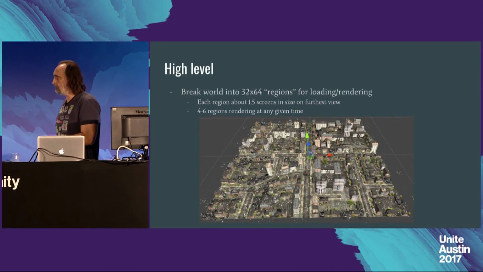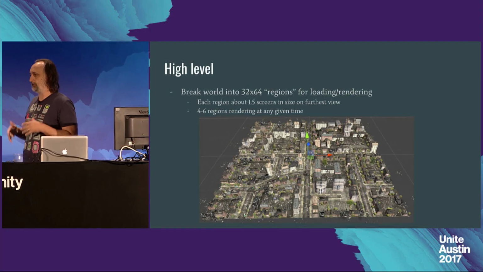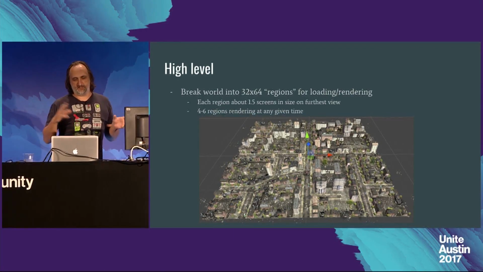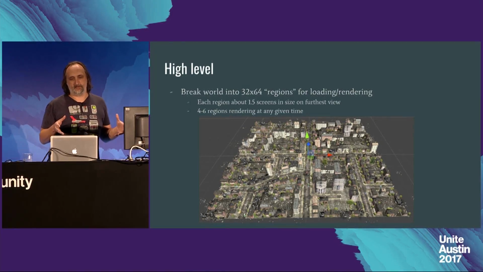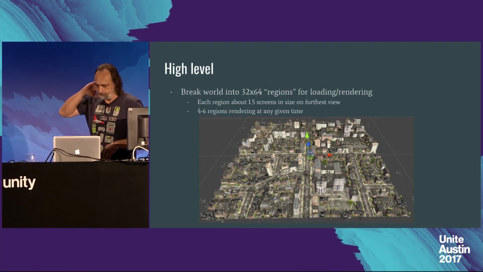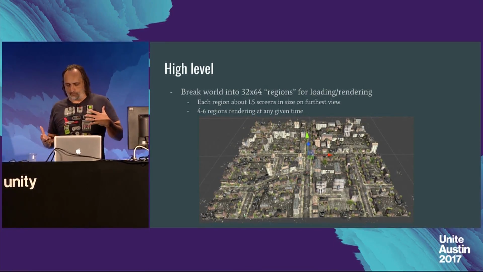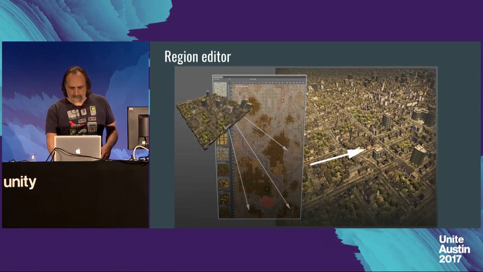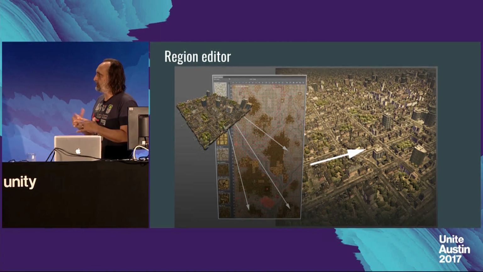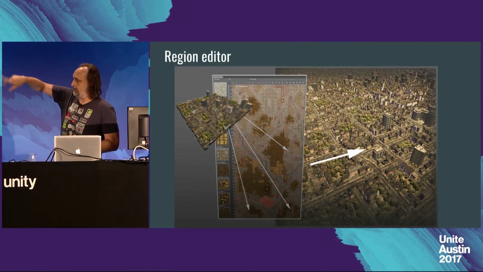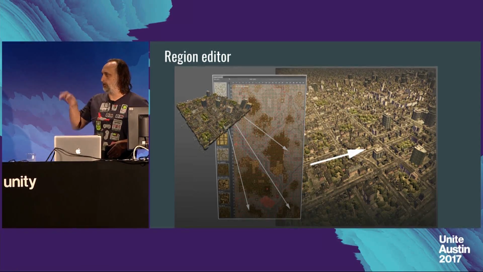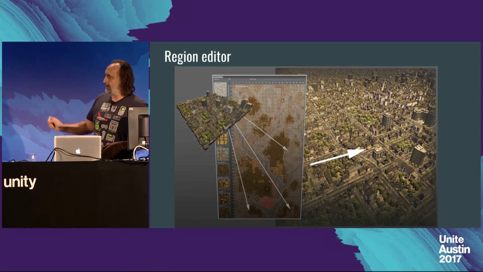So the first thing we did is break up the world into 32 by 64 regions. Now, these aren't gameplay regions. These are just used for loading and rendering. And at any given time, we'll have about 4 to 6 of these rendering and more of them loaded. And we paint down which region goes where in sort of a 2D tile map editor that I whipped up really quick for the artists. And so they can basically say like what region goes in each spot and sort of tweak it.